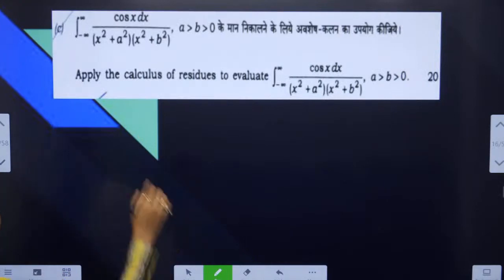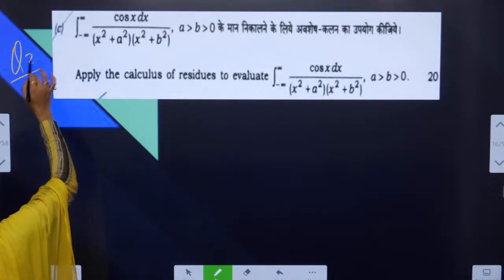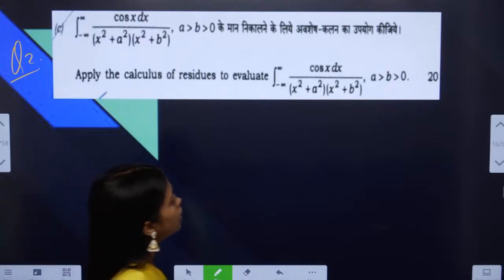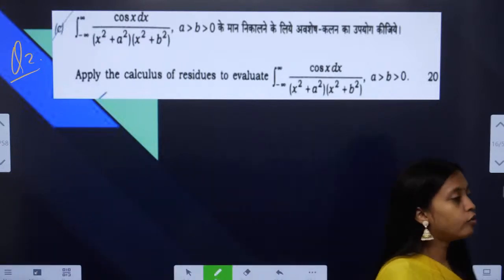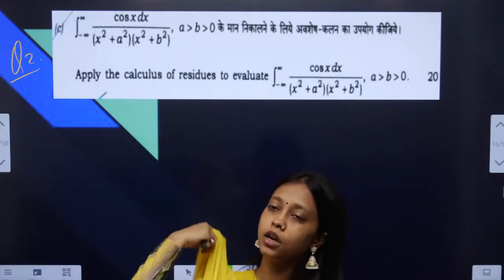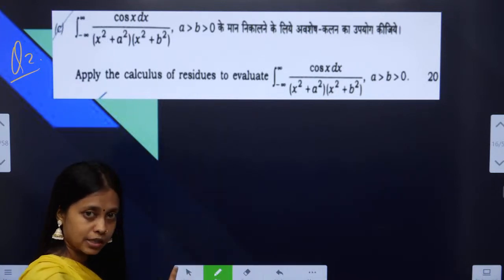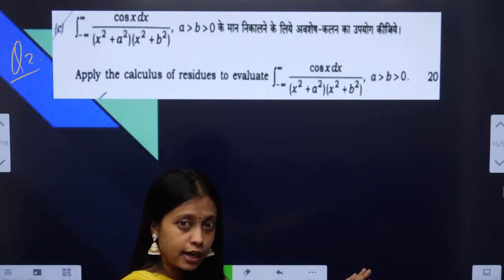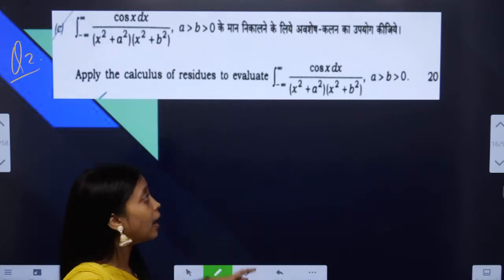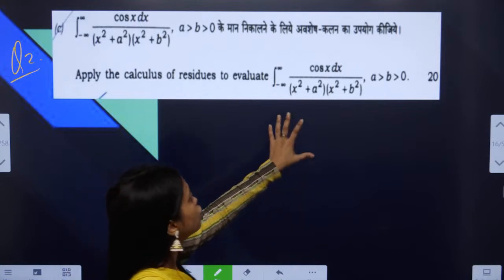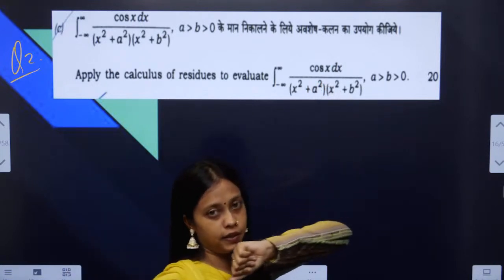Let us come to the C part. This is again the C part of question number 2. We have again a question from complex analysis. Over here, what you can do is consider a different integral in complex analysis, solve it, and take the real part or just equate the real and the imaginary parts so that you can get the answer of this integral.